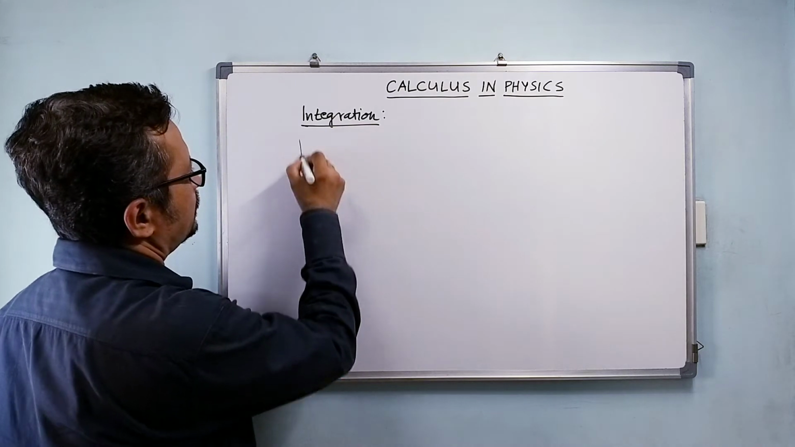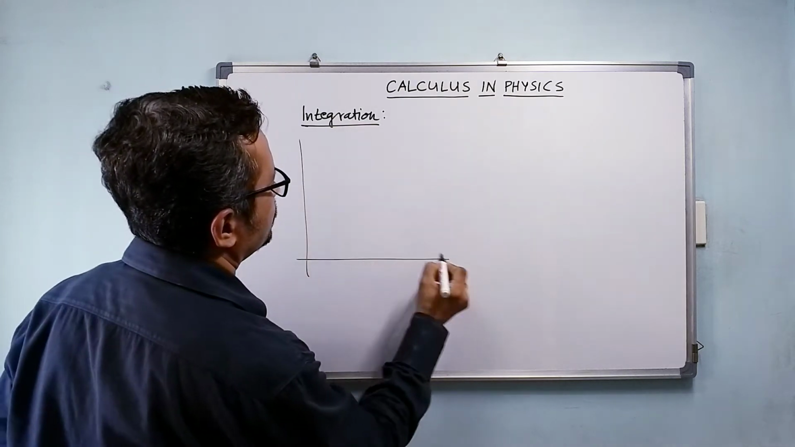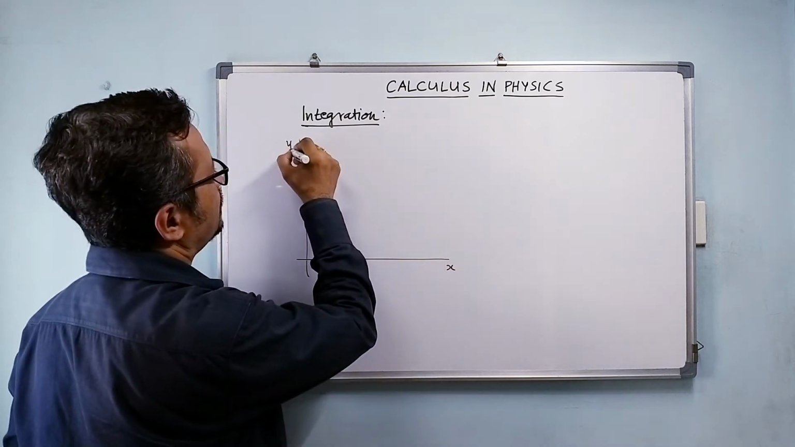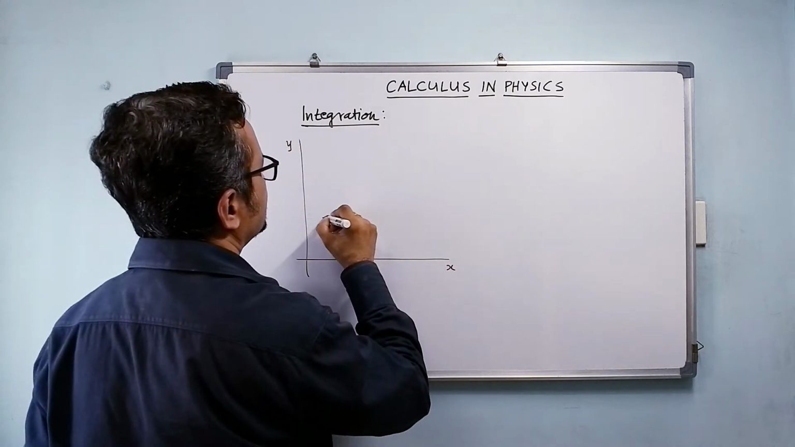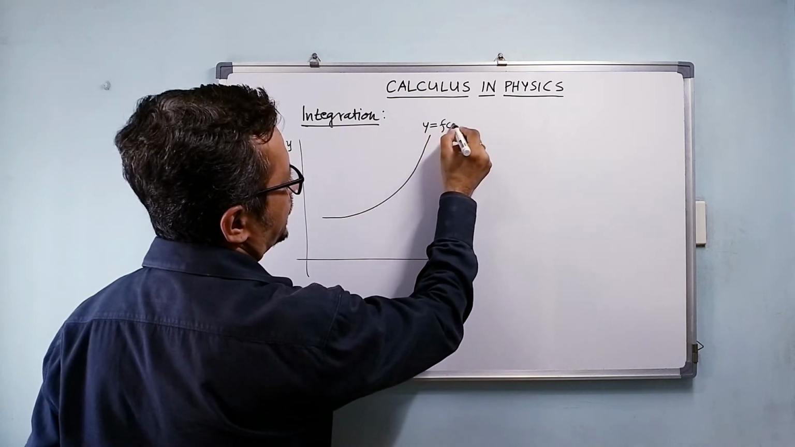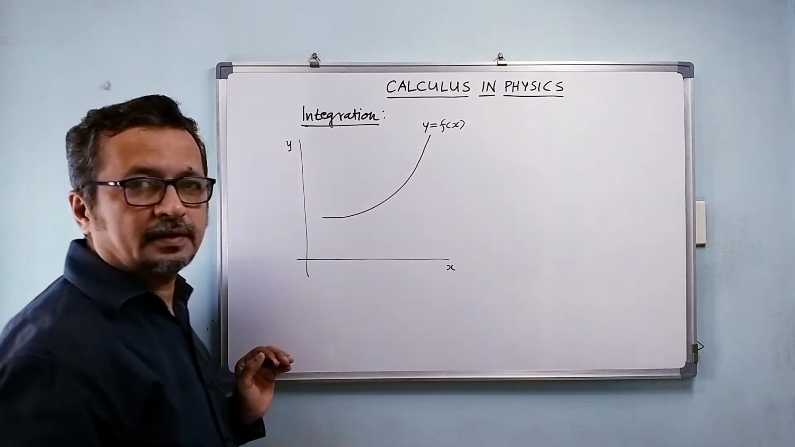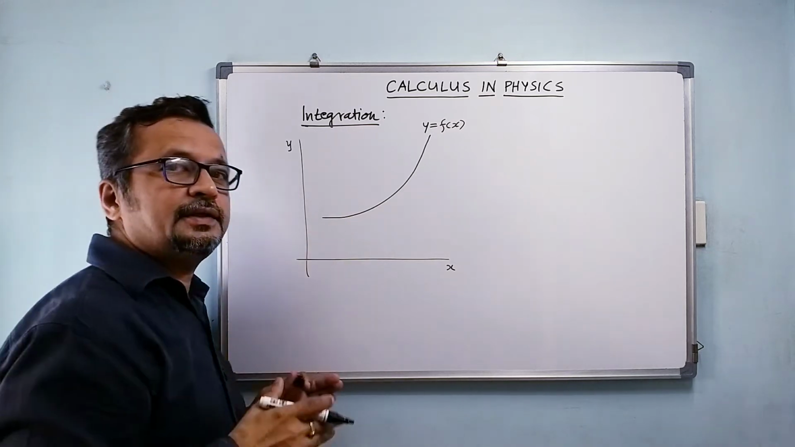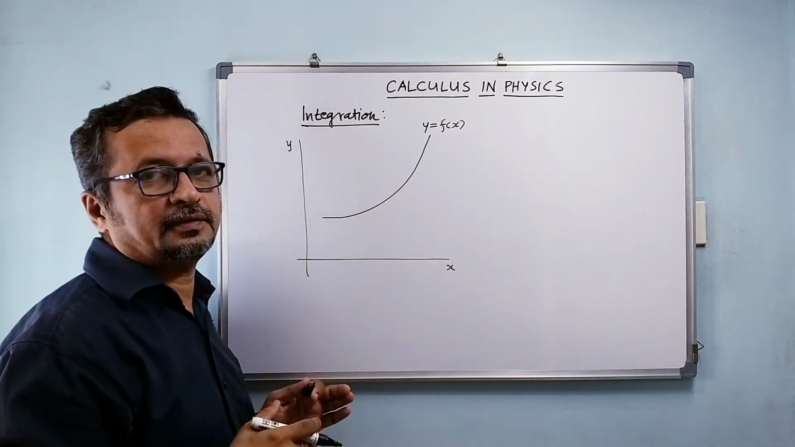I have one curve here. This is my x-axis and this is my y-axis, and this is the curve. And the curve is y is equal to f of x. Right? Now I have to find the area under this curve.